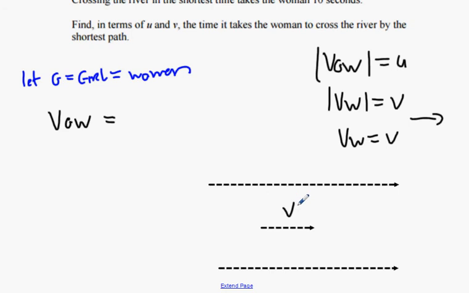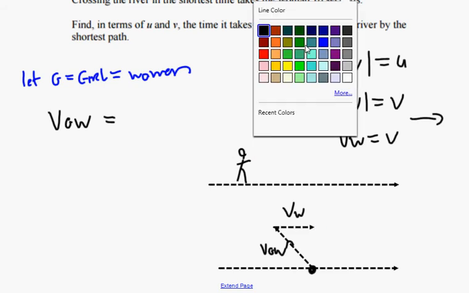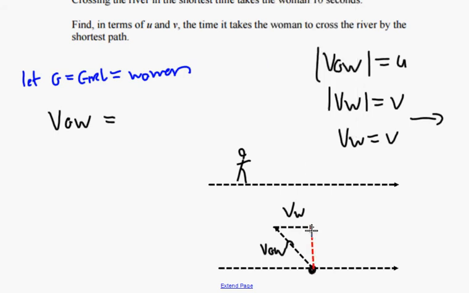And you're here. What do you think you need to do in order to make yourself go straight across? Which direction are you going to aim in? You're going to aim diagonally left up, and you're aiming that with v GW, the velocity of the girl in water. But to the observer on the bank, what is actually happening? We're going straight across, so we're actually going up this way. What's that called? The velocity of the girl. What is actually happening?